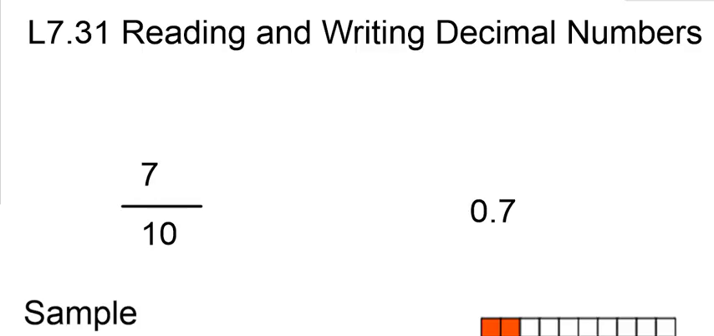7.31. Today we really want to talk about reading and writing decimal numbers, really the correct way, not the way that society often names them. And what we're going to do as we look at this is understand that this is really an advantage to us as we think about these numbers.